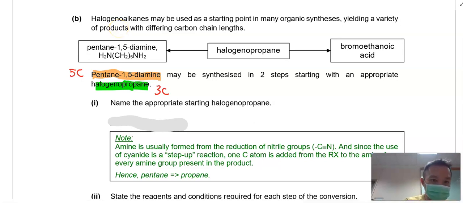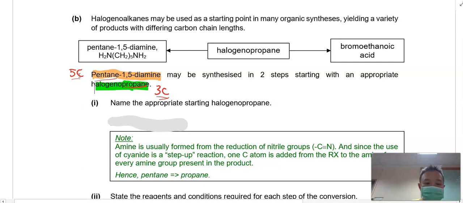Okay, in question 5b, again, it's a synthesis related question. We know that pentane-1,5-diamine is synthesized in 2 steps, starting with an appropriate halogenopropane. Propane stands for 3 carbons, and the name pentane-1,5-diamine stands for 5 carbons. So we're supposed to name the appropriate starting halogenopropane.